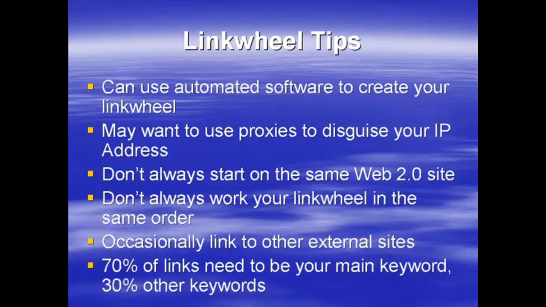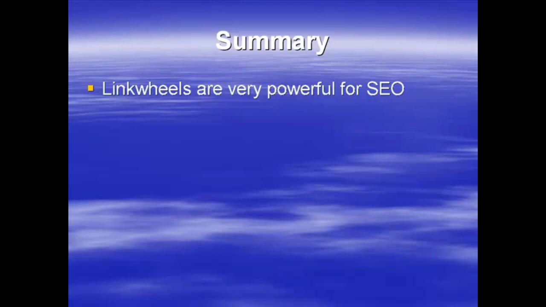And finally, 70% of your links need to be your main keyword and 30% your other keywords. Again, this is randomizing it and making it all look very, very natural. So the links between your link wheel spokes and through to your money site, 70% of them your main keyword and 30% other keywords. And if you apply these tips and what you've learned here, you will do very well. You're not going to find your link wheels being deleted or removed, and you're going to get some very, very good results.